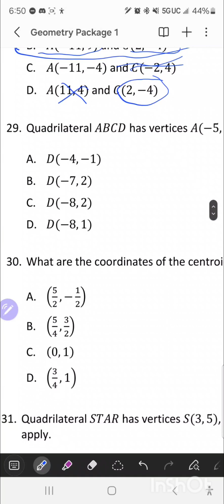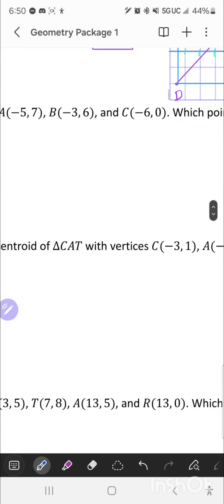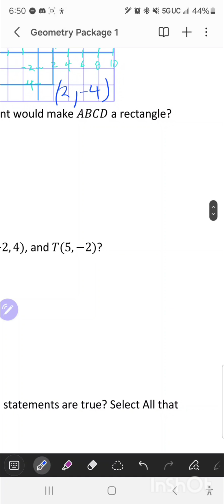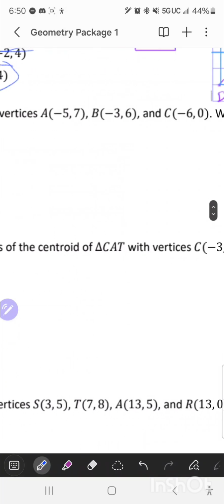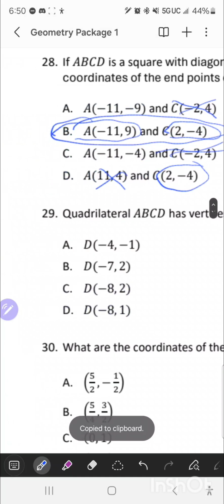One more. 29, quadrilateral ABCD has vertices. What point will make ABCD a rectangle? Let's get our paper.